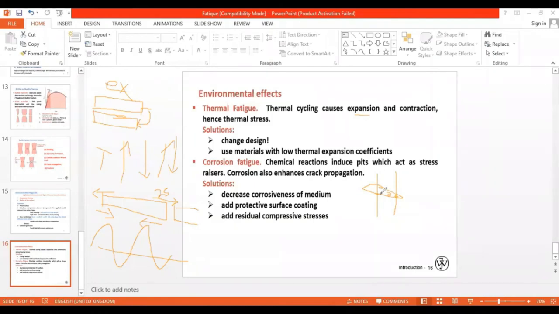Corrosion also enhances crack propagation, right? So when there's a cavity and you apply the cyclic load, that crack will automatically propagate. And the solution for that is to decrease the corrosiveness of the medium. So the working environment, reduce the corrosiveness of it. Add a protective surface coating to prevent corrosion. Then I have add residual compressive stresses. As in the previous slide, since tensile stresses cause fatigue failure, you apply compressive stress. So this tensile stress will be cancelled out by this compressive stress and will result in no elongation. So this is how you can solve the fatigue due to corrosion, all right?